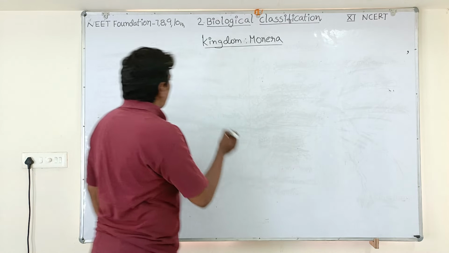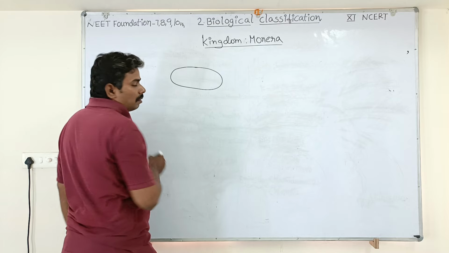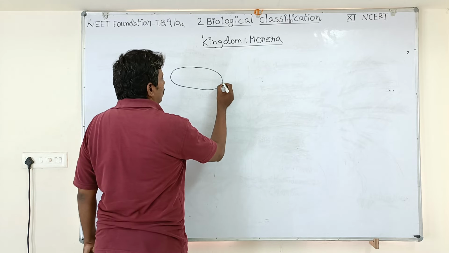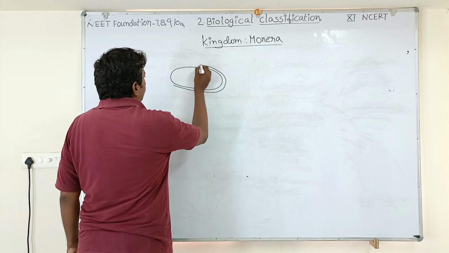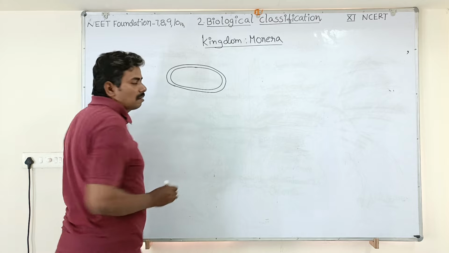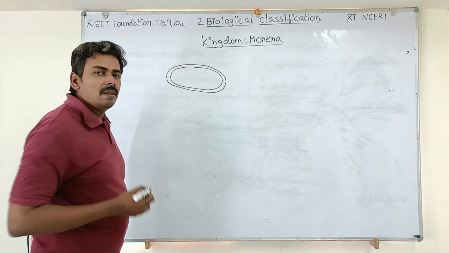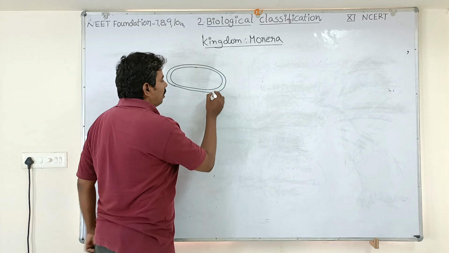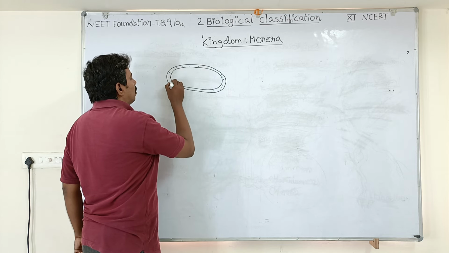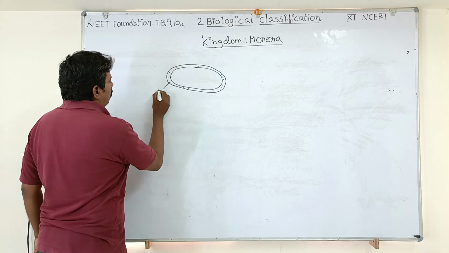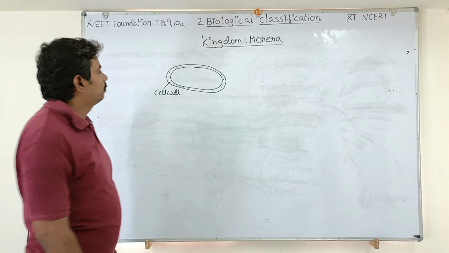Okay students, now look here, I am drawing an example of a bacillus bacteria. This is a bacillus bacteria. It is having a cell wall, an outer protective covering. This is called a cell wall. So what is the function of this cell wall? The cell wall gives protection to the bacterial cell from the external environmental conditions.